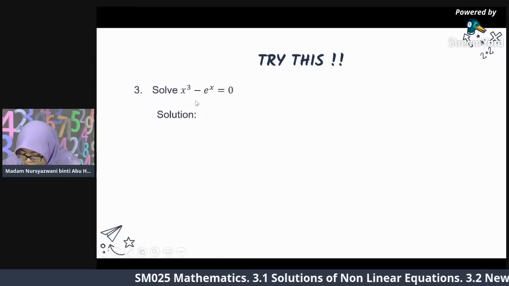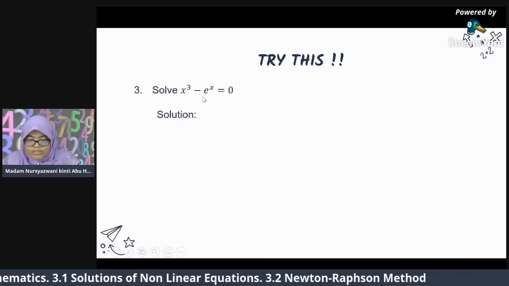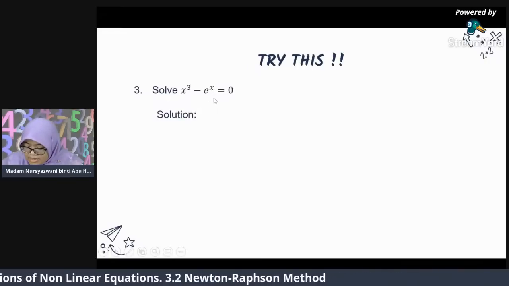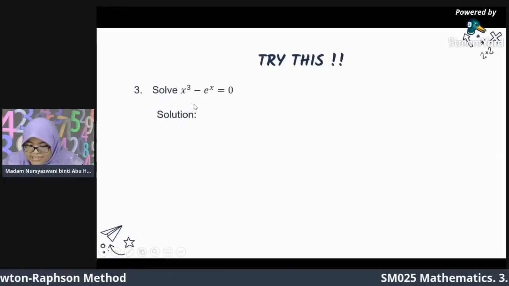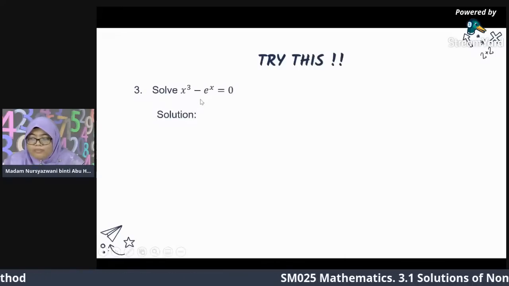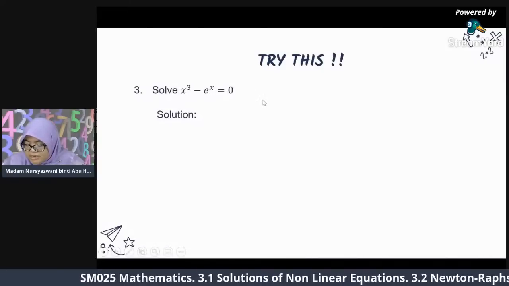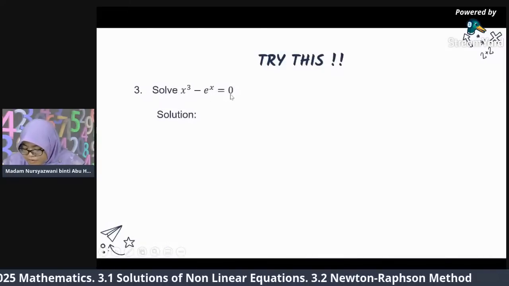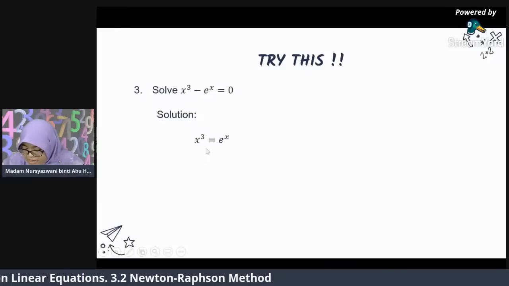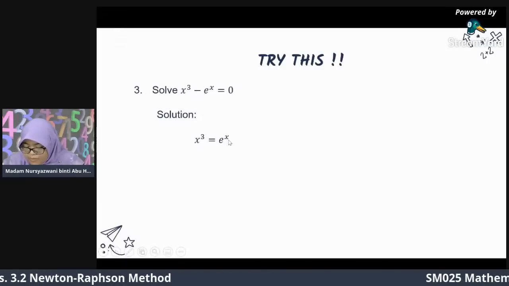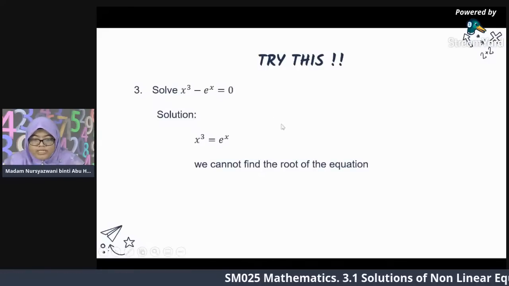Third example, x cubed minus e to the power of x equal to 0. As you can see, this equation is a combination of cubic and exponential function. So let's say we move e to the power of x to the right hand side and we can see clearly x in both sides. So we cannot find the root of the equation.